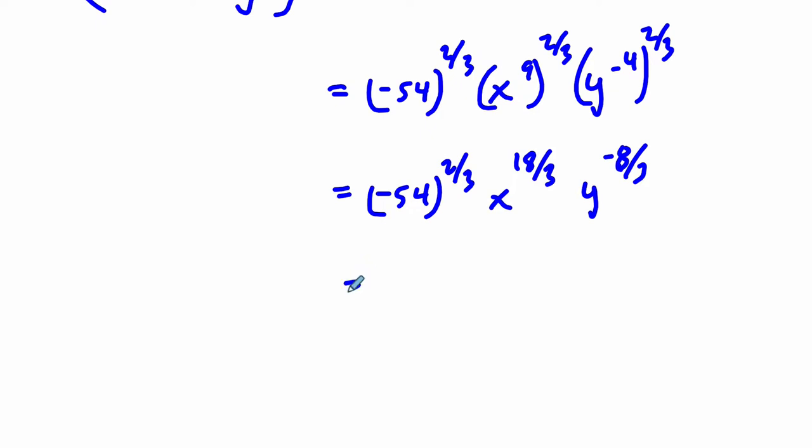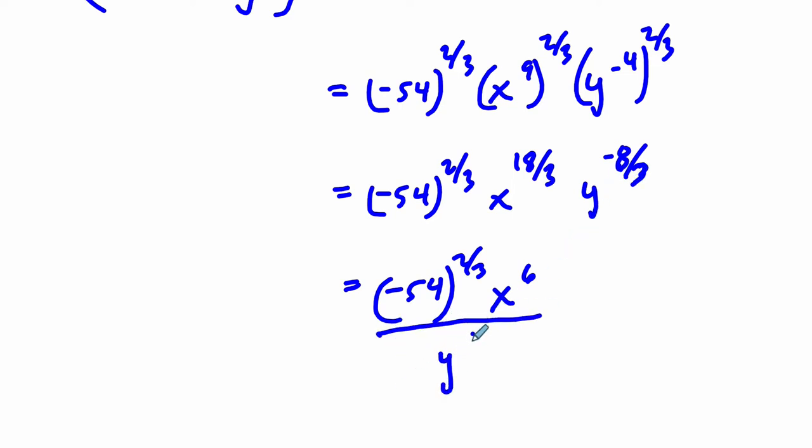All right, I feel like I'm making some headway here. We've got negative 54 to the 2/3. And here, 18 divided by 3 is 6, so it's x to the sixth. And this thing, y to the negative 8/3, I'm going to put back down in the denominator. It's 1 over y to the 8/3, which can be put back down in our denominator.